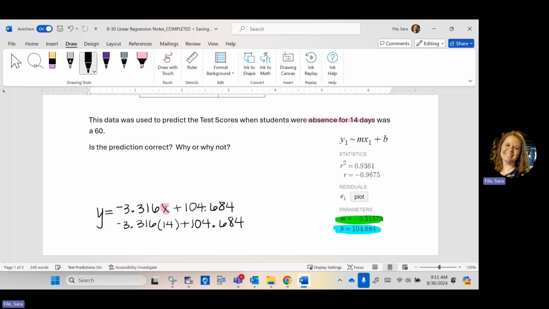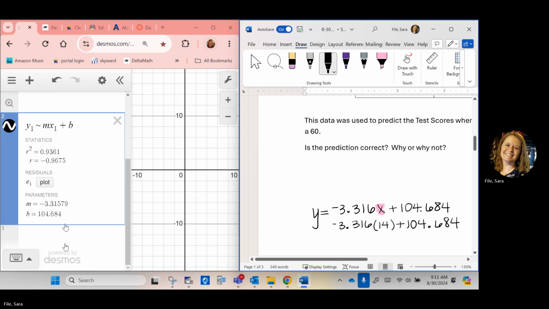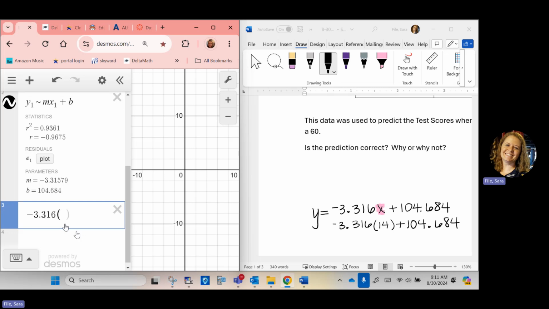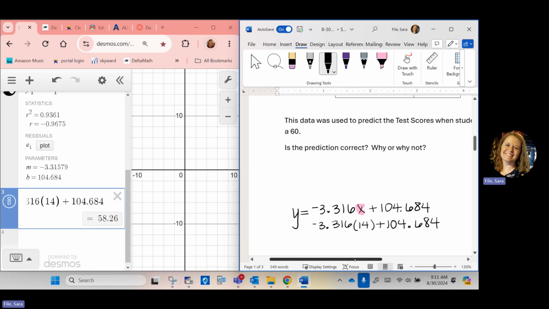We're going to go back to Desmos and see what we get when we plug that in. All right, so negative 3.316, multiplying by 14 absences, plus 104.684. And there we get 58.26.